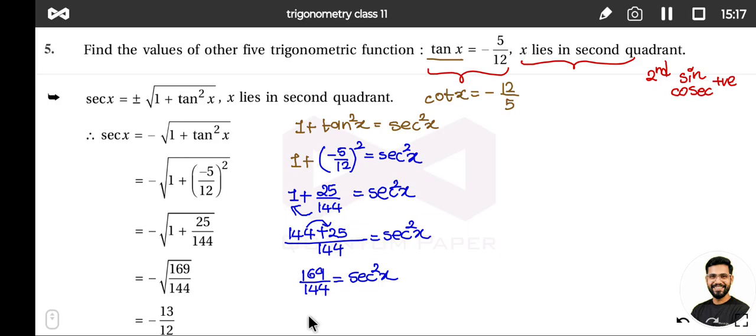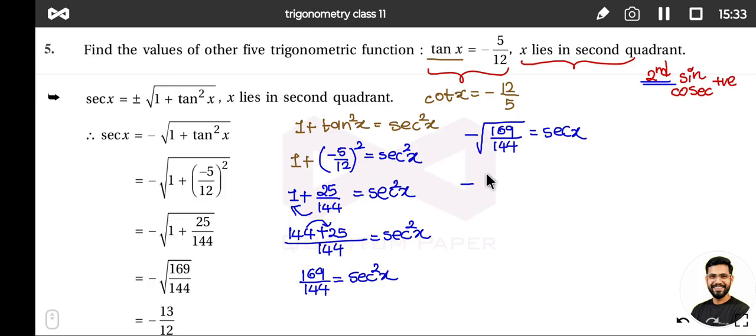If we take the square root on both sides, we will get root of 169 upon 144 is equal to sec x. Now x is given in the second quadrant, and in the second quadrant sec is negative. So we'll write down minus root of 169, which is 13, root of 144, which is 12, is equal to sec x. So sec x is minus 13 by 12, so that means cos x is nothing but minus 12 by 13, the reciprocal of it. So we got tan, cot, sec, cos. Now what is remaining? Sin and cosec.